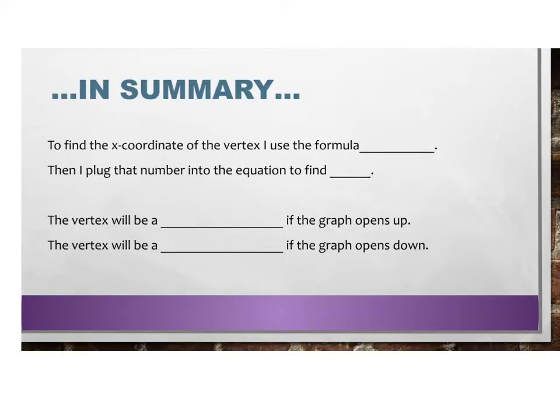In summary, to find the x-coordinate of a vertex, what do we do? We use the formula -b/2a. Then I plug in that number, which is the x, into the equation to find y. The vertex will be a minimum if the graph opens up, and a maximum if the graph opens down. So if it goes like that, it's a minimum. If it goes like that, it's a maximum.